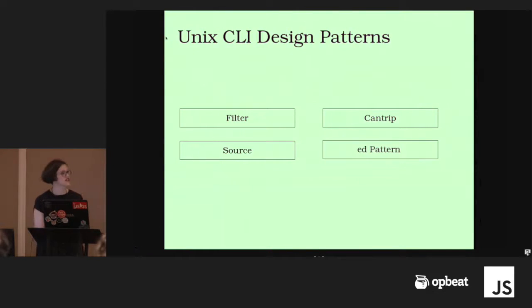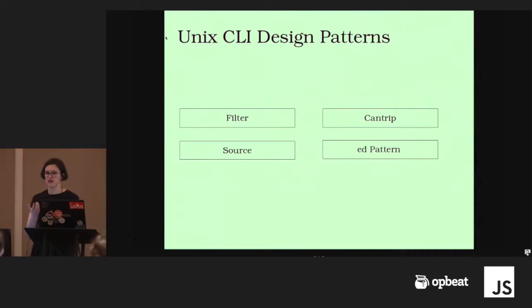There are maybe eight to 10 different patterns you can implement when you work with the Unix-like command line. I'm going to talk about four that I've used quite frequently: filter, cantrip, source, and sink pattern. You might have used a tool that uses one of them, or you might have implemented it yourself.